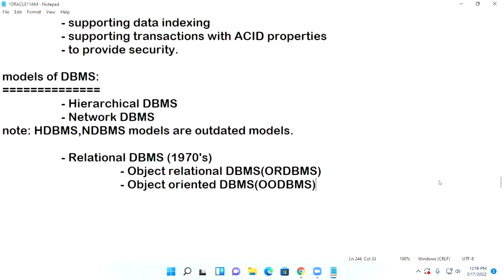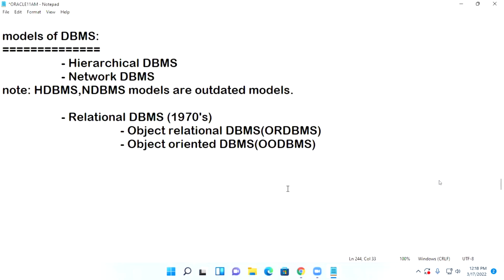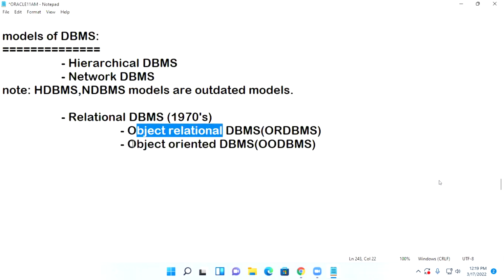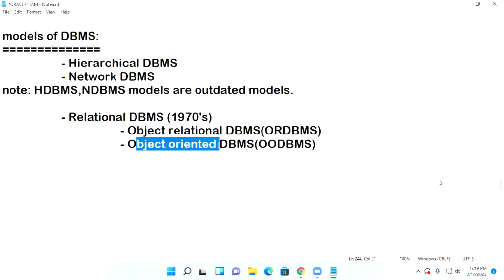OODBMS. Okay, now. Relational models were classified by people in two ways: one is object relational and one is object oriented relational. So ORDBMS and OODBMS. Then you're asking, what are the differences between these two, sir? And where can I use object relational and where can I use object oriented? Okay, and now you will get some clarity.